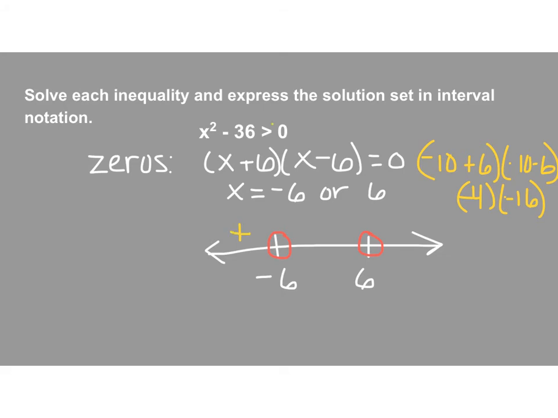And what do I want to know? Well, I want to know where it is greater than 0. So yes, I care about right here. It's positive. Now, if I choose a value in between, a nice easy number to pick will be 0.